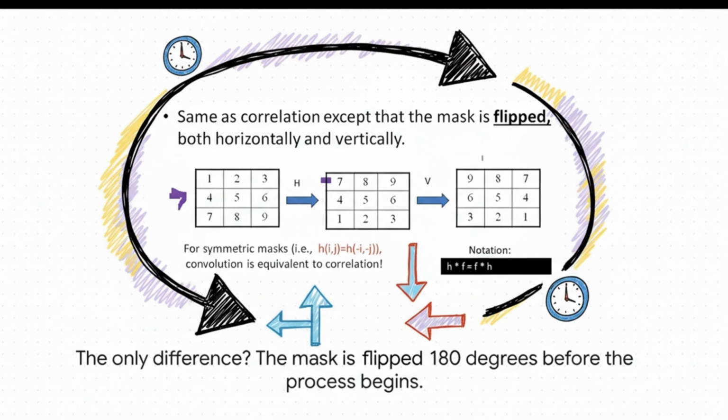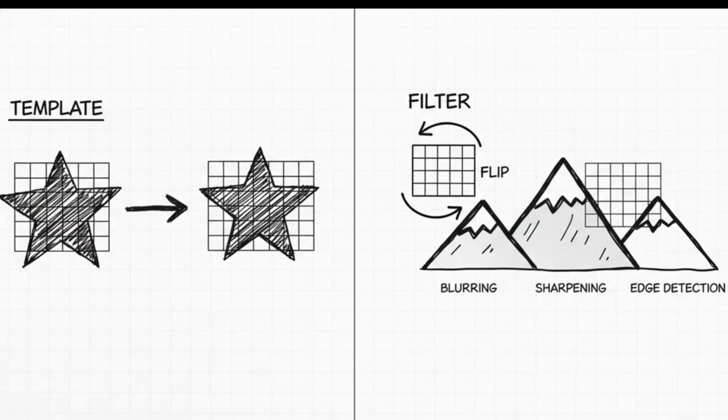You flip it upside down and backward. That's it. That's the whole thing. But that one simple flip has massive implications. It's what turns the mask from a template you're looking for into a filter that you're applying. This rotation is what lets convolution do all that cool stuff like blurring an image or sharpening it or detecting edges. It's not about finding something anymore, it's about changing something.